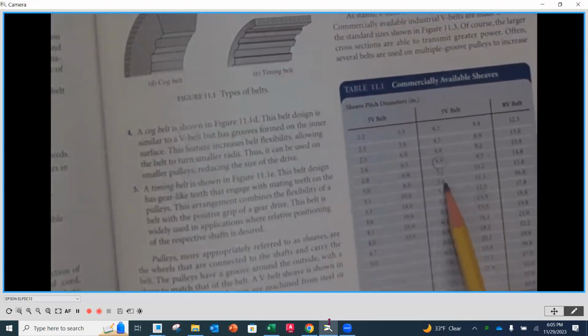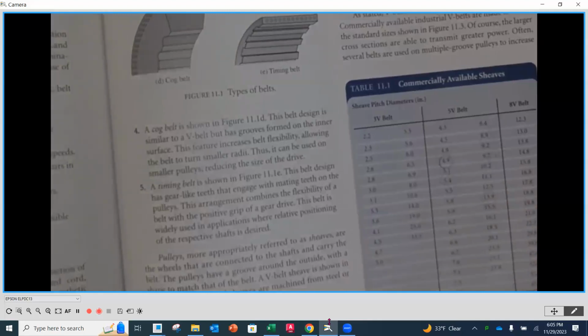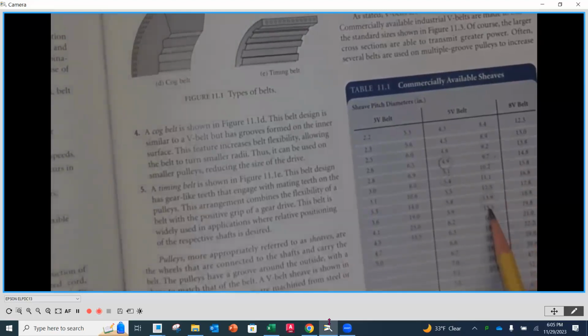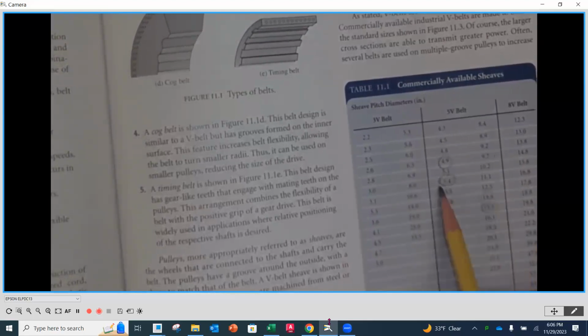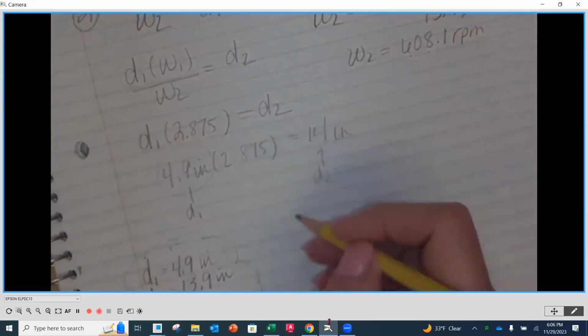Let's try 5.4. Am I the only one wanting to get closer? Ooh, 15.5. Let's see how this one works out. So we're going to try 5.4 and 15.5, see what we get. I think we might be pretty good.